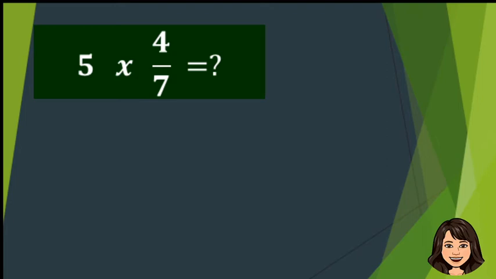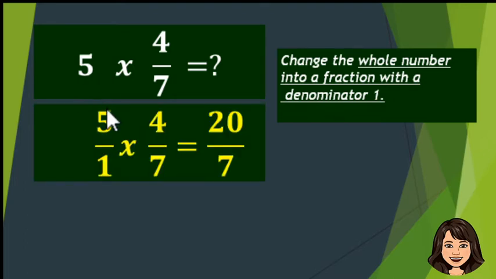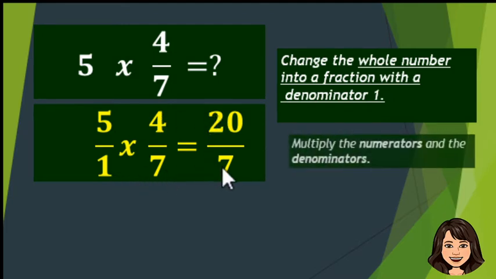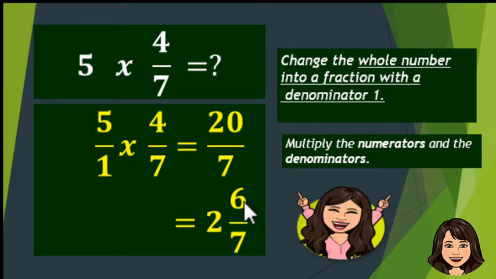Example number 1. 5 times 4 over 7. In this example, you will change 5 into a fraction with a denominator 1. So 5 will become 5 over 1. Then multiply the numerators equals 20, denominators equals 7. And the answer is 2 and 6 over 7. 2 is the quotient and 6 is the remainder.